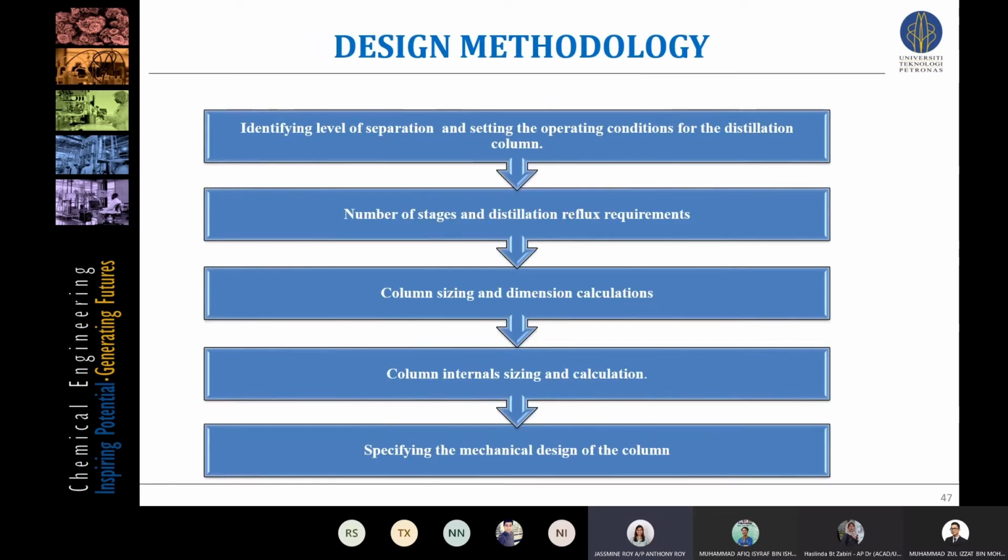As for the design methodology, firstly, the level of separation was specified with regards to the product composition and the operating conditions of the distillation column. This is then followed by the calculation for the number of stages and the reflux requirements. This information is then carried forward for the column sizing, the dimensions, as well as the internal specifications. And lastly, the accumulated information is used for the mechanical design considerations.